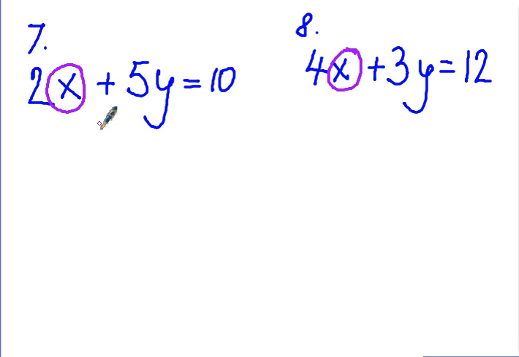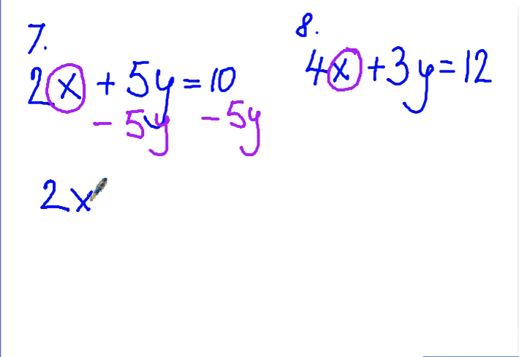We first have to subtract. We have to undo the addition by subtracting. So we have to subtract 5y from both sides. What do we get here? We still have 2x. This got cancelled out. That's great news. And then we have 10 minus 5y. But we are not done.